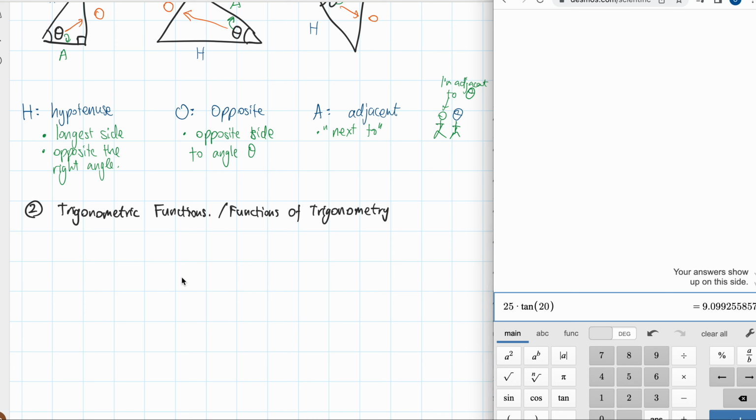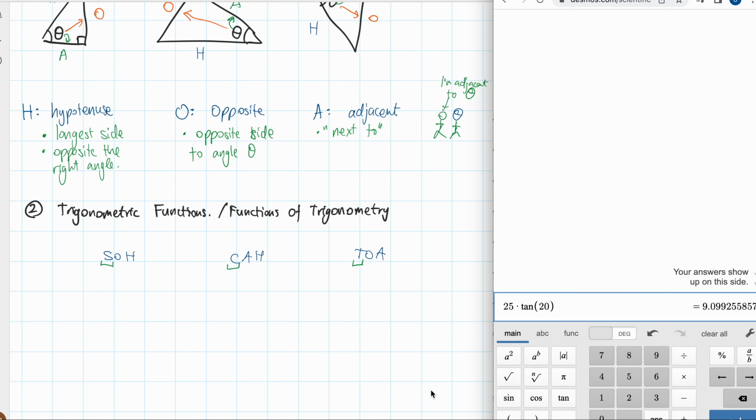First thing, I'd like you to write down this: SOH CAH TOA. Now, SOH CAH TOA represents the three trigonometric functions that we use a lot in Year 9 maths. You've got S, C, and T. These represent our trig functions. If you look at your calculator, you may also find sine, cosine, and tangent.